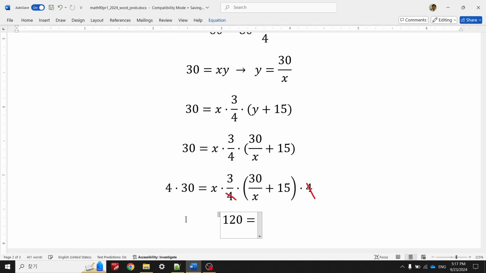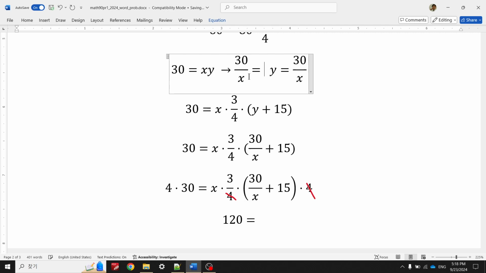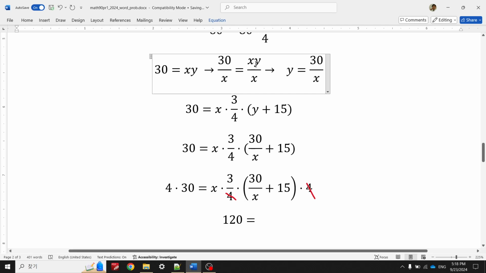Yes. I have a question. Yeah. So y equals 30 over x. How come you got rid of the 30 over x for the other equation of the system? Where did I get rid of 30 over x? On the top, for this one. This one? Yeah, it says 30 over x. I divided both sides by x, right? So y would equal 30 over x. So you have 30 over x equals xy divided by x. And then x and x cancel, so it leaves you with y equals 30 over x.